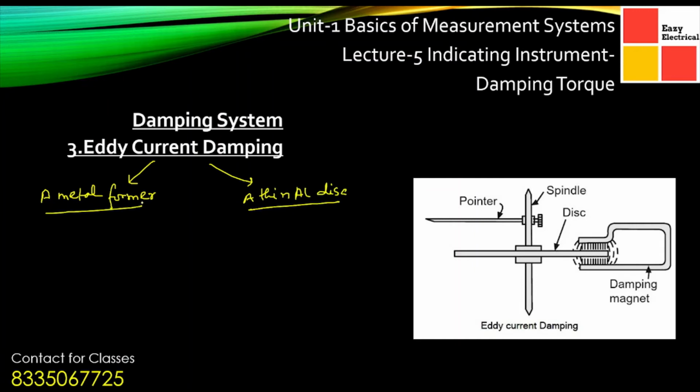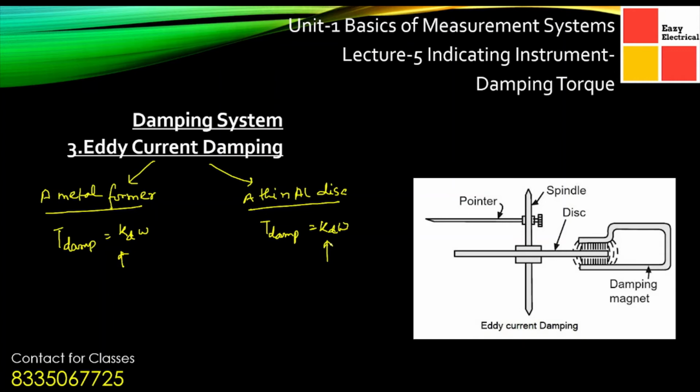Onto which the eddy current damping can be employed. Now in both the cases we reach the conclusion that T damp is equal to some constant Kd into omega. But the constants vary for the metal former, and here also the constants vary. Generally in SSC JE level, questions about the values of Kd are not asked.